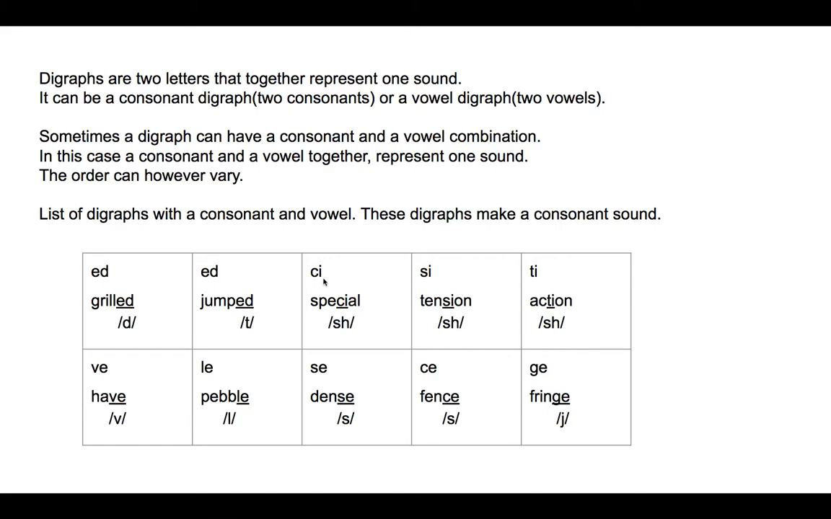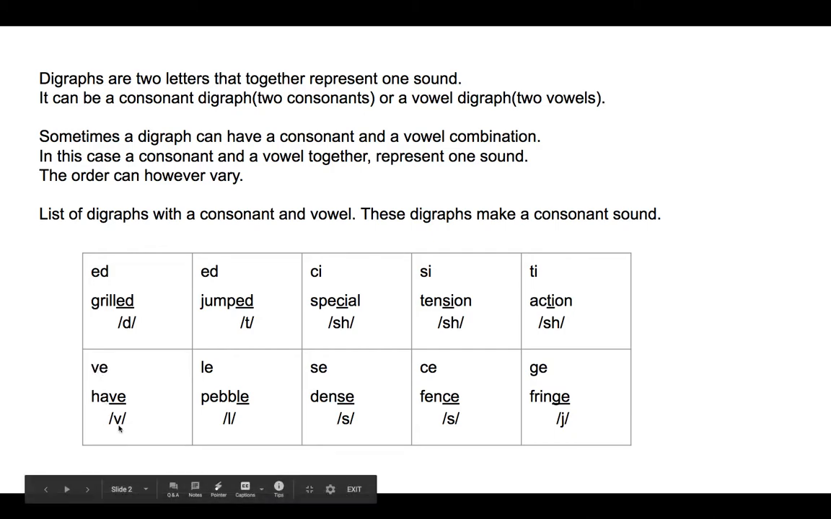The letters CI, SI, TI make the sound sh. For example, special, tension, action. So here we see that the digraphs CI, SI, TI all make the same sound sh. In the next row, we have the digraphs with a silent E. So this digraph VE makes the sound V.